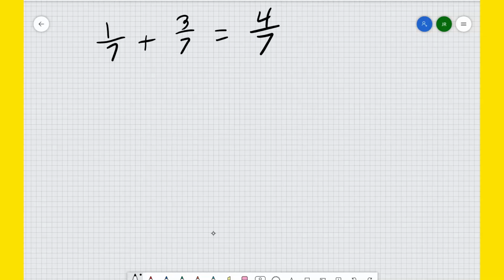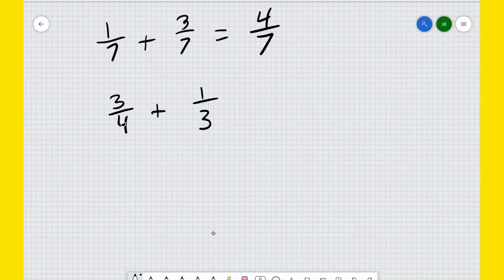But if we had something like 3/4 plus 1/3, then we would have to get those, you can't add them as they are. You'd have to get them to have a common denominator first. It's like trying to add inches and centimeters. They're not the same units. You've got to convert them to the same units first before you can add them. So what we want is for them to have the same number on the bottom.